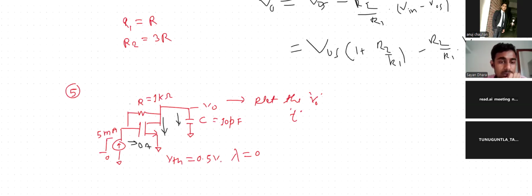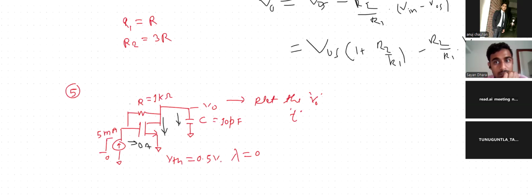5 milliamps current will flow through here, 0. So that is V equal to I into R. That is 5 milliamps into 1 kilo, that is 5 volt. Here, so the gate is at 5 volt. VTH is 0.5 volt. So we have VGS minus VTH of 4.5 volt. We have very less VDS, near to 0.